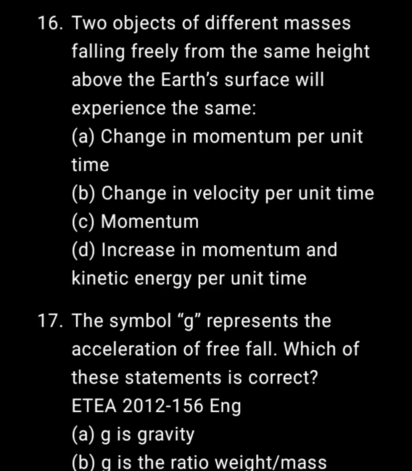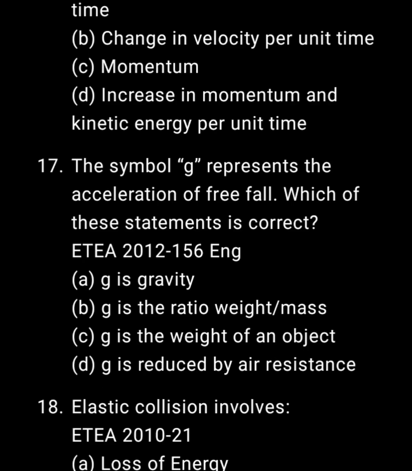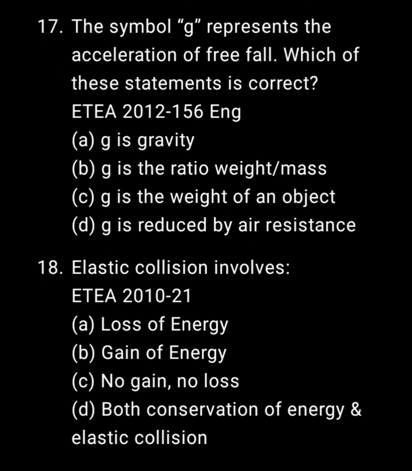17. The symbol g represents the acceleration of free fall. Which of these statements is correct? ETEA 2012-156 eng. A. g is gravity. B. g is the ratio weight-mass. C. g is the weight of an object. D. g is reduced by air resistance.